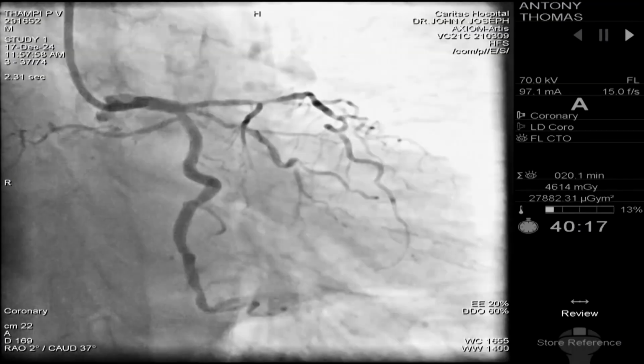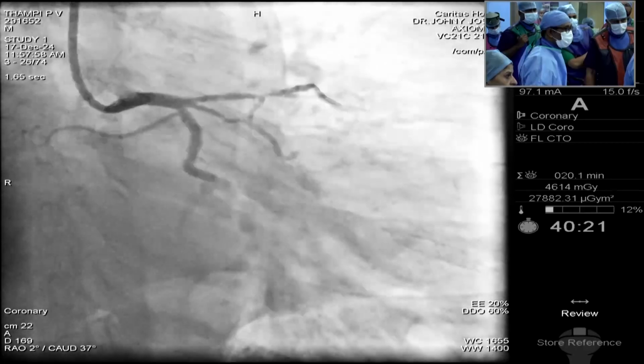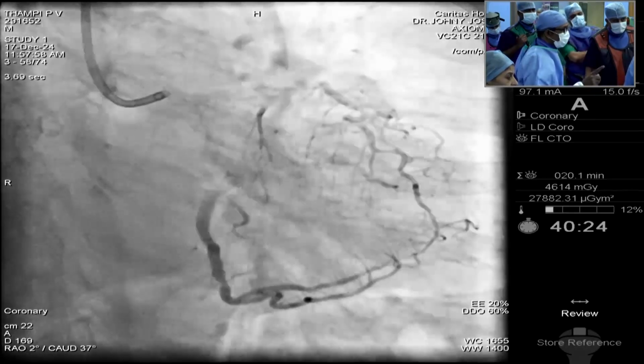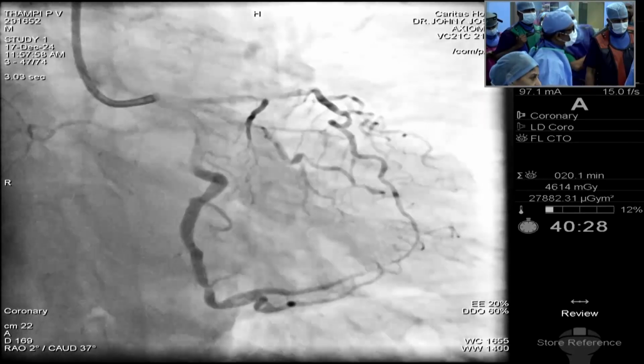Okay, this is the next one. Again, a patient who had an acute coronary syndrome. It's again a proximal LAD lesion. The left main looks reasonably good. Vishnu, left main probably looks good. Shall we go with a 6?